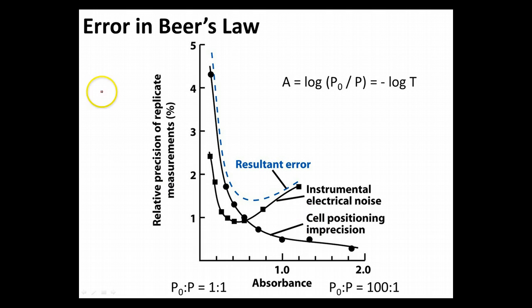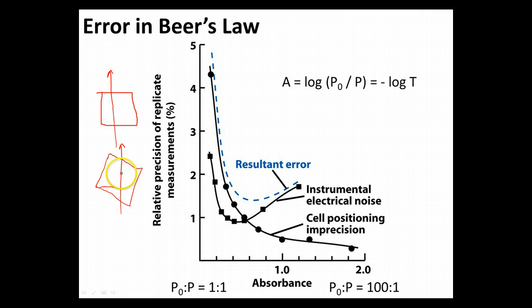Now, cell positioning error. Remember, we're taking that cuvette and moving it in and out of the sample holder inside of the instrument, and our light is going to be going through in a spot. Let's really exaggerate what happens if we have positioning error. Here we are. Suppose that we end up having our cuvette on an angle.